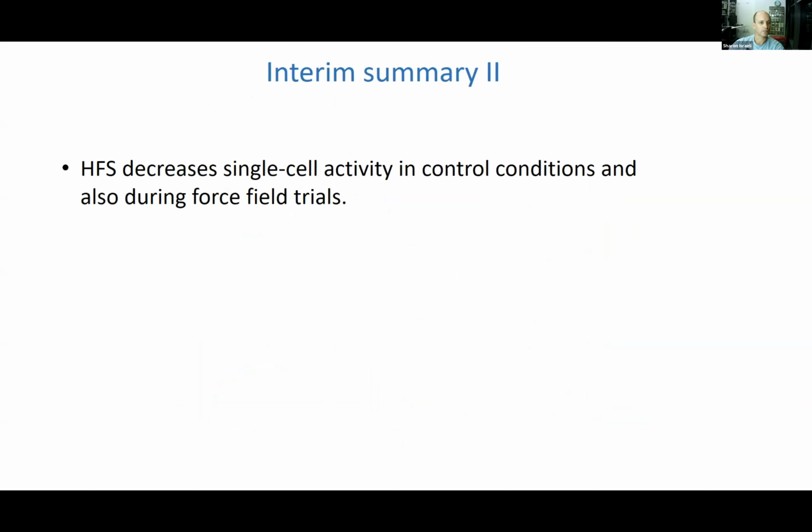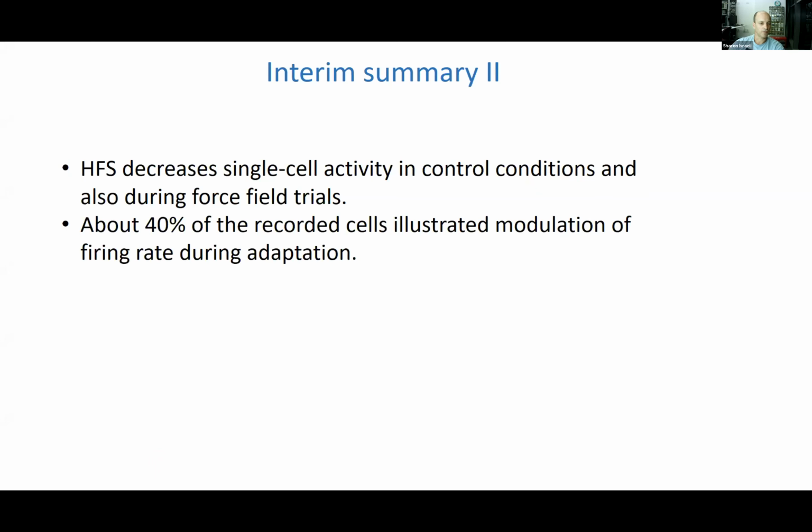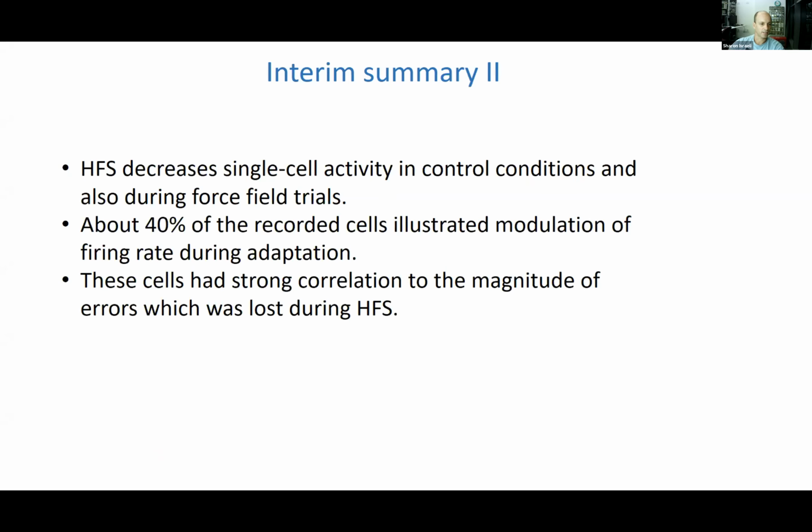To summarize the final two slides on the effect of HFS on single cell activity, we can say that HFS decreases single cell activity in control conditions and also during force field trials. About 50% of the recorded cells illustrated modulation of firing rate during adaptation. These cells had strong correlation to the magnitude of error. In the near future, we intend to study whether cells' firing patterns also express the differences in error sensitivity between normal adaptation and adaptation with HFS.